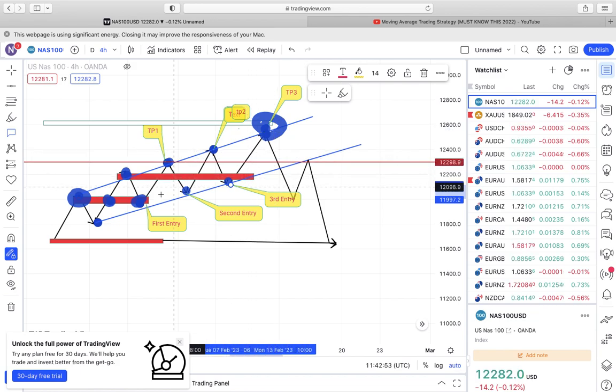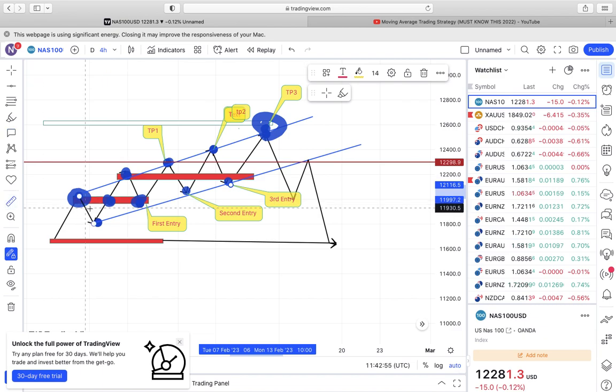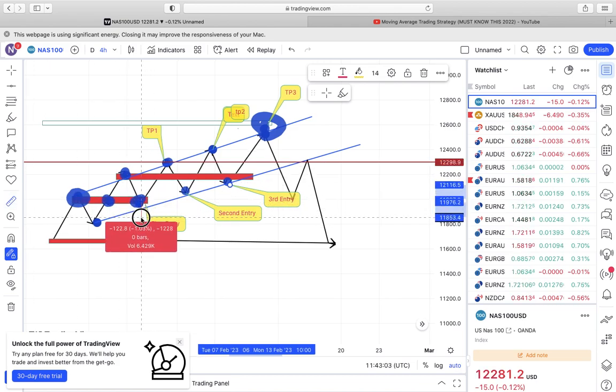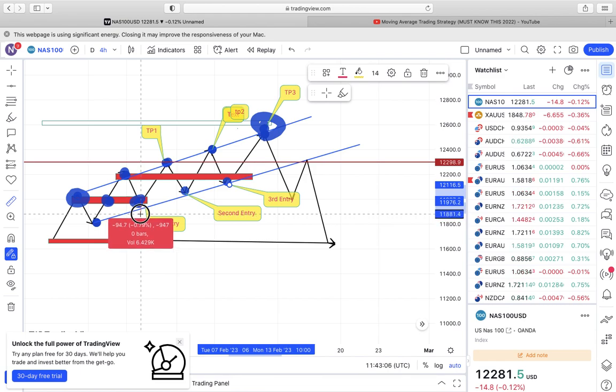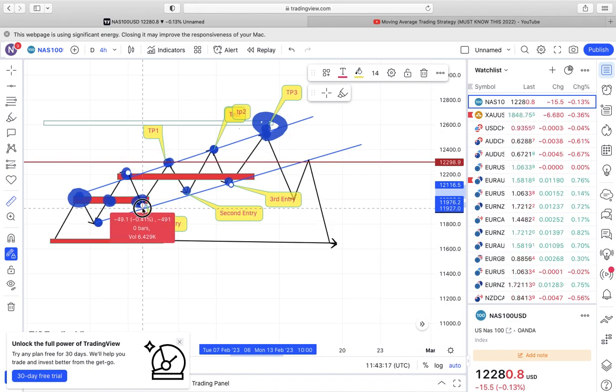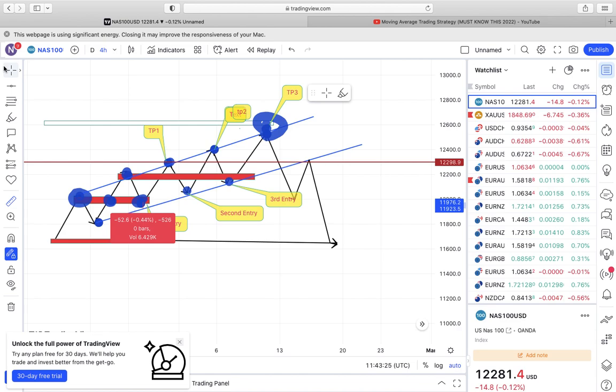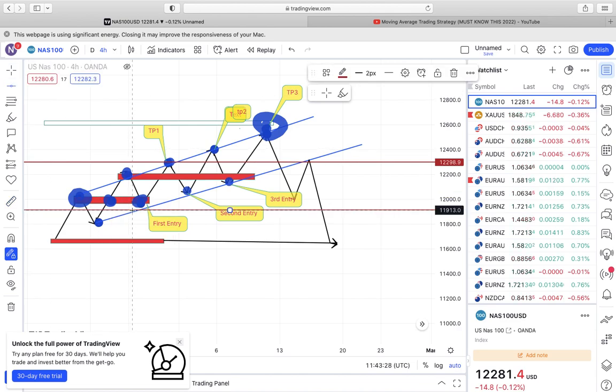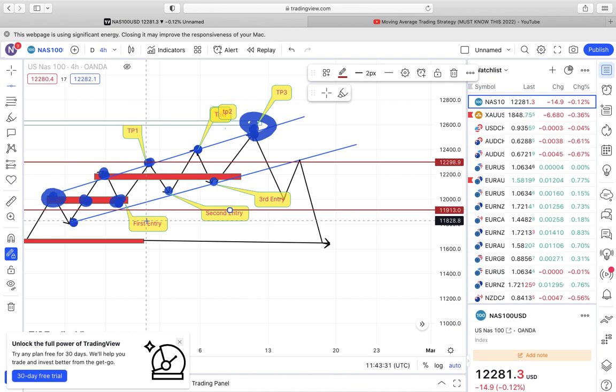Now let us say our entry was here. Where should our stop loss be? Just come here and move 50 pips, just below the entry. I think somewhere here. Now your stop loss should be here.